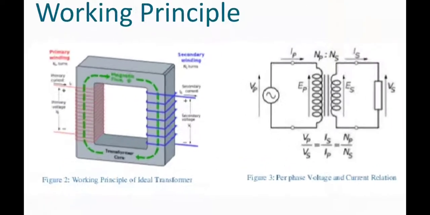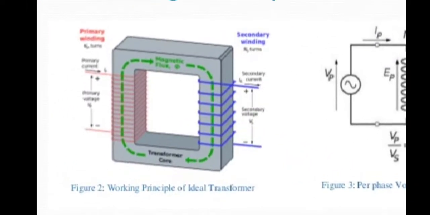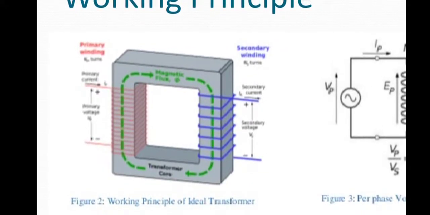And what is the working principle of a transformer? We know that it works on the principle of electromagnetic induction. Electromagnetic induction means whenever we give supply to the primary winding, or one side of the winding, it produces flux. That flux passes through the other winding, and it induces some voltage and current in the circuit. This is the electromagnetic induction principle.